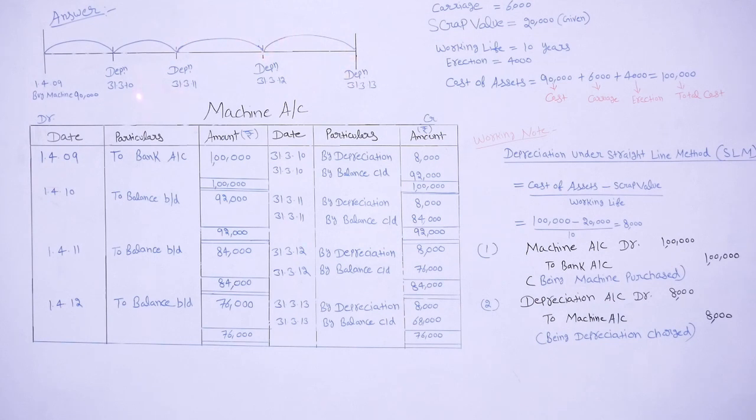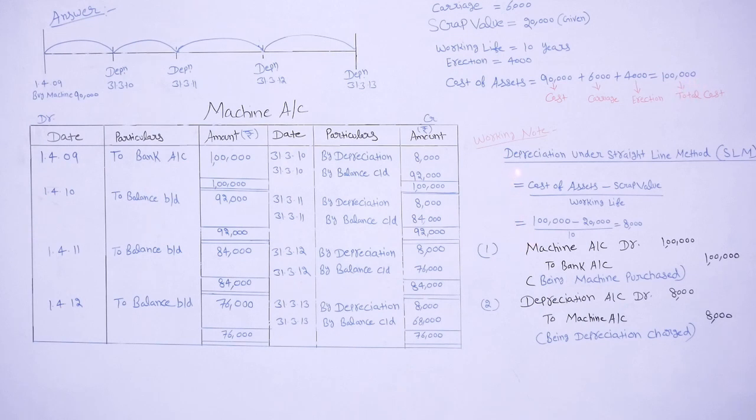We will charge depreciation at the end of the year, that is, on 31st March every year. Carriage value 6,000 is given in the question, scrap value 20,000, working life 10 years, and erection charges, like installation charges, equal 4,000. Cost of assets is equal to 90,000 cost plus 6,000 carriage expenses plus 4,000 erection expenses, which is like installation charges, equal to 1 lakh. So 1 lakh will be the total cost of the asset.